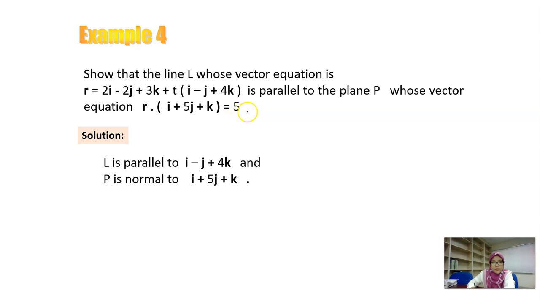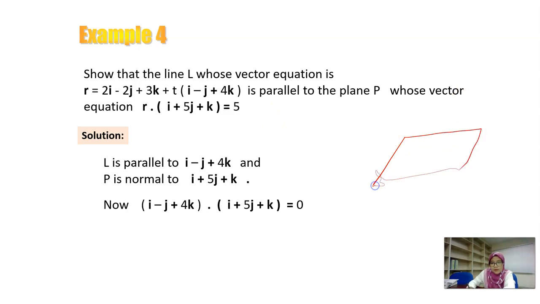L is parallel to i minus j plus 4k and P is normal to i plus 5j plus k. Now we can say it's like this. This is your plane, and you know your normal is given here. N is 1, 5, 1. Your normal is parallel to the vector equation.